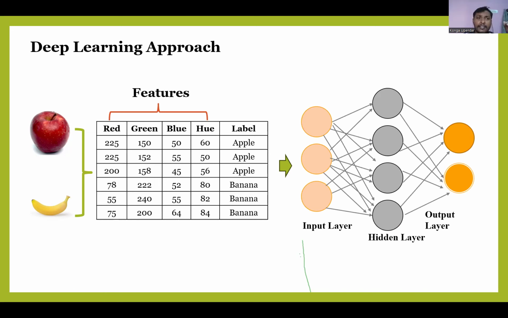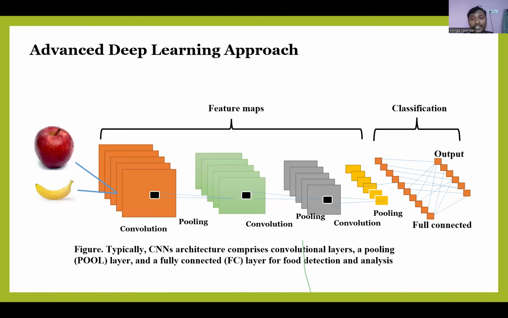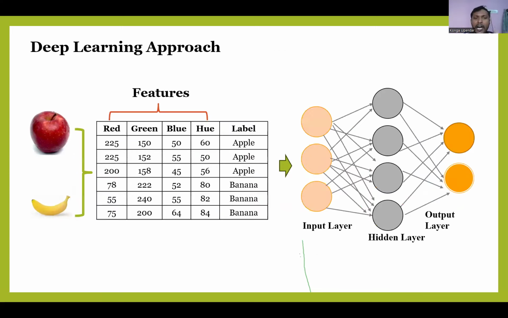The name is given based on my understanding: advanced deep learning approach. So what will happen in the case of the advanced deep learning approach? Previously in the slides, I was talking about features. Maybe I extracted the red channel, green channel, blue channel, hue channel, and intensity of the apple and banana, and I give them to the classifier. It may be ANN, it may be a support vector machine, it may be logistic regression, whatever it may be. We call them classifiers.